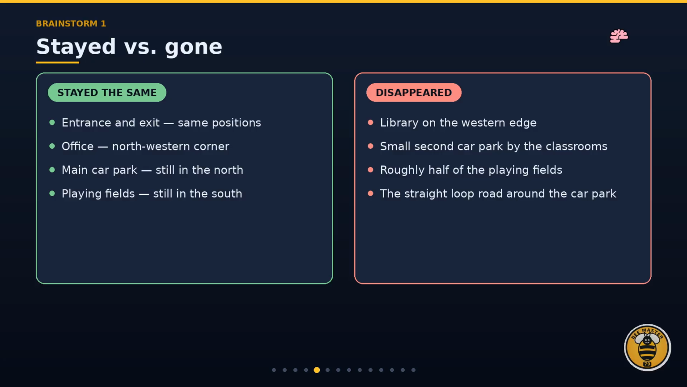First, what has stayed and what has gone? The entrance, the exit and the office are unchanged. The main car park is still in the north and the playing fields are still in the south. Gone are the library, the small second car park beside the classrooms, and roughly half of the playing fields. Notice that the library has not simply vanished. It has been replaced, and that distinction is worth marks.